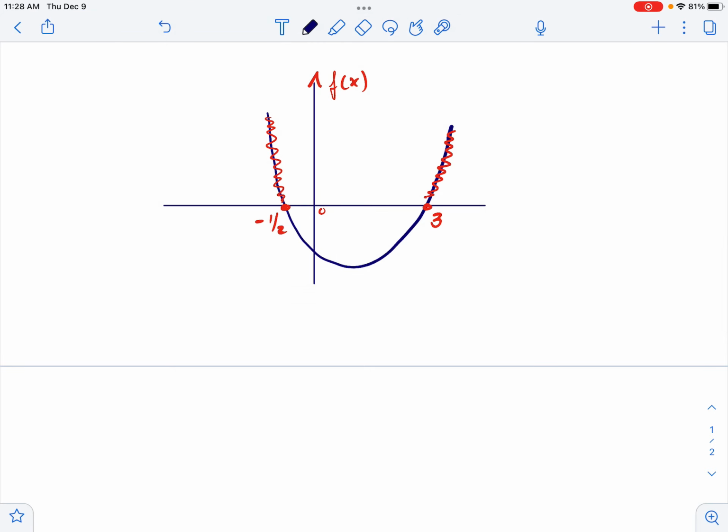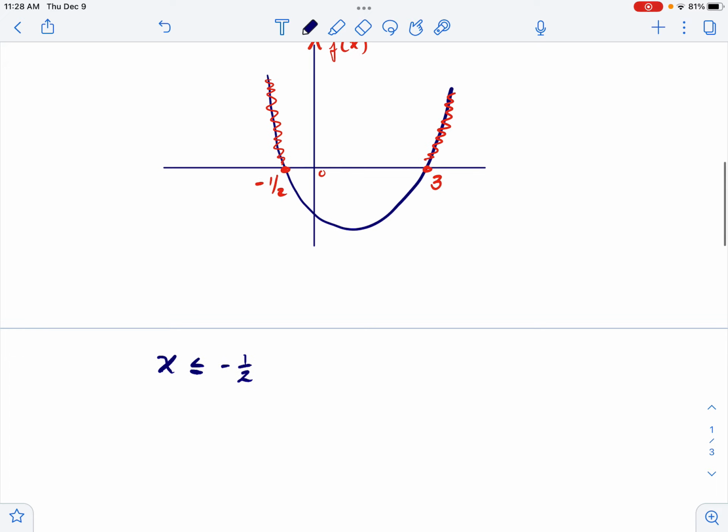And so my answer is x less than or equal to negative 1/2. That's all values of x where the function will be positive or 0. And to the right of 3, including 3, so x greater than or equal to 3. And that is my solution set.